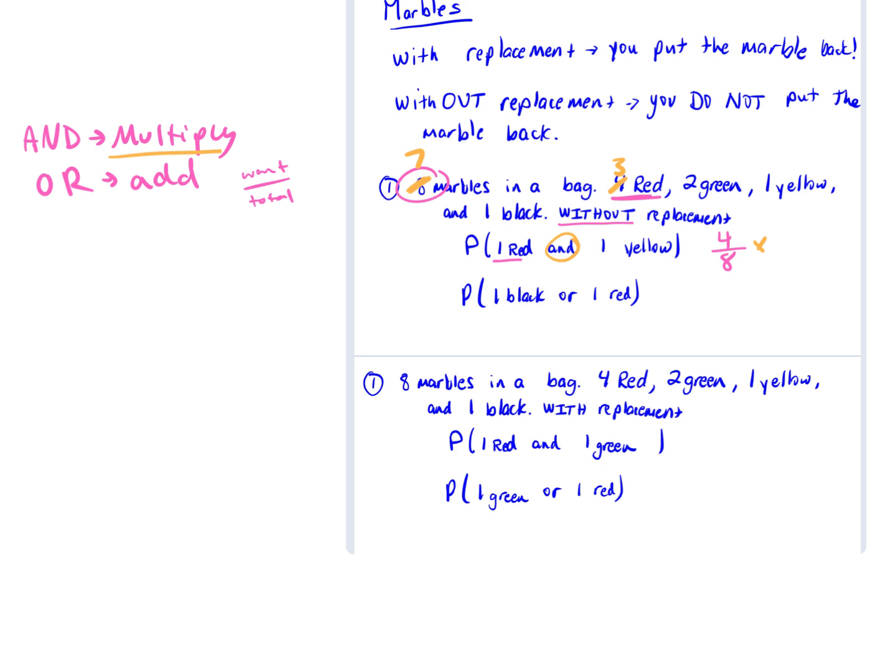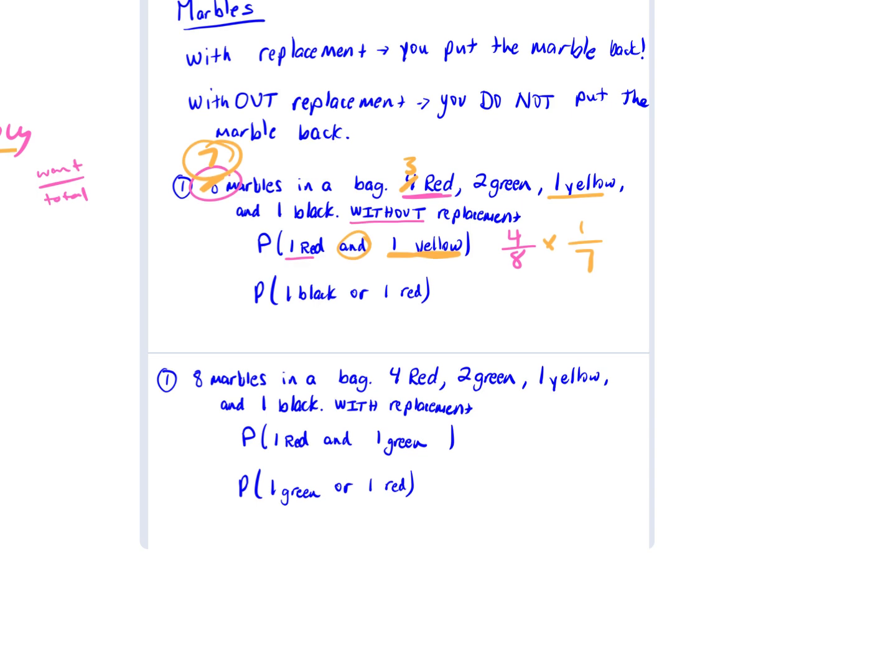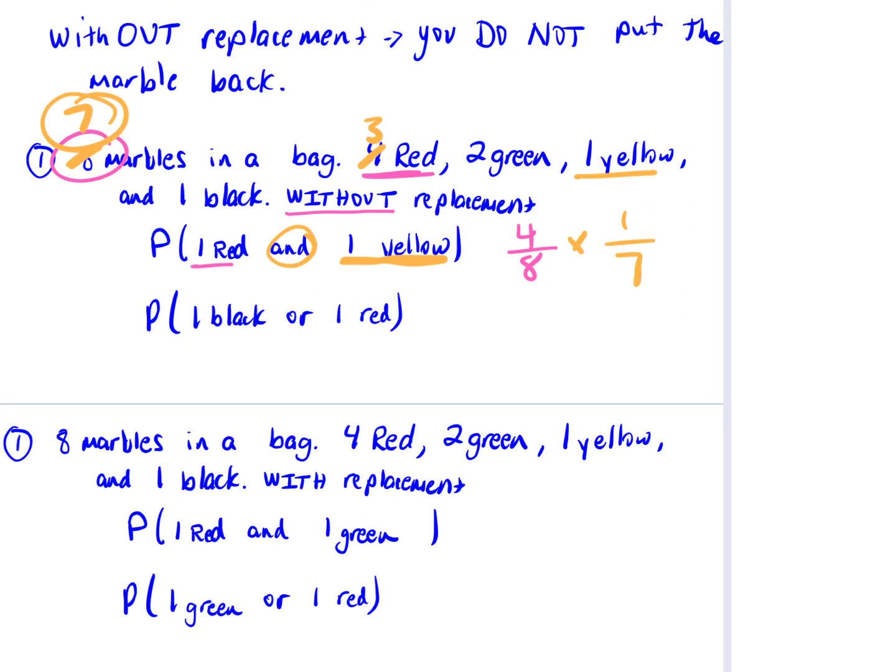So I need to see the probability of picking a yellow now that I had already picked a red marble and put it on the table. So I have 1 yellow marble out of now 7 marbles total. Because without replacement means that I'm not replacing it back in the bag. I took it out of the bag and put it on the table, so we have 1 less marble in the bag now. So we can simplify our first fraction here. We would simplify it to 1/2. And then when we multiply fractions, we multiply straight across. So this would be 1/14.